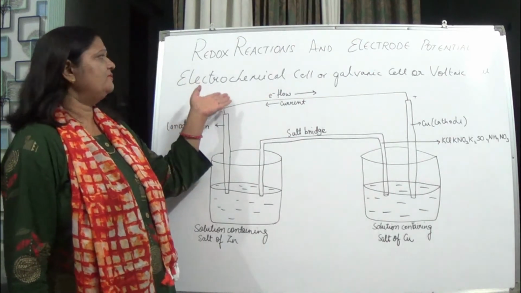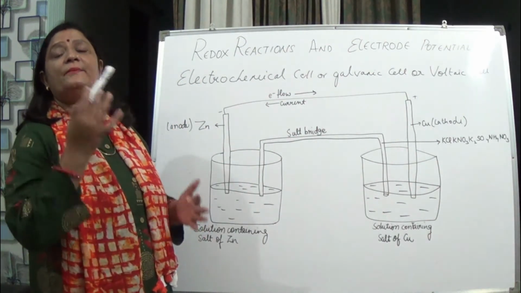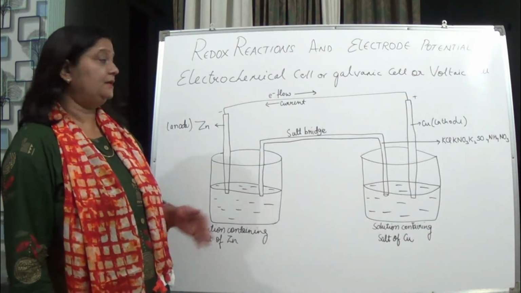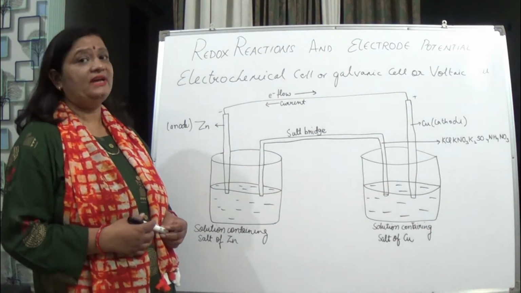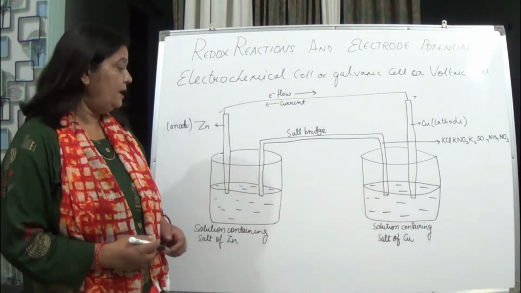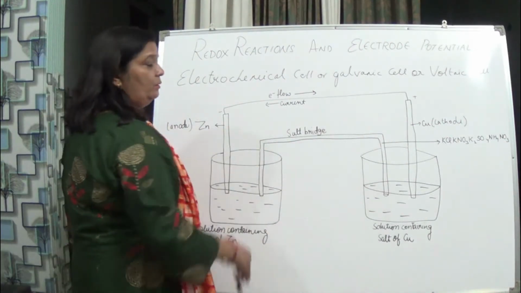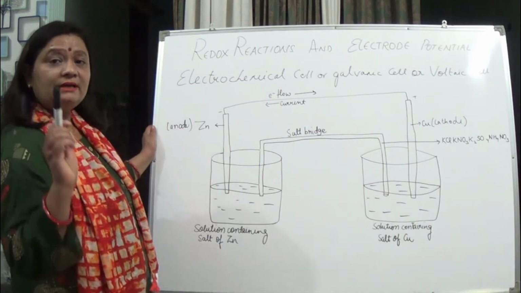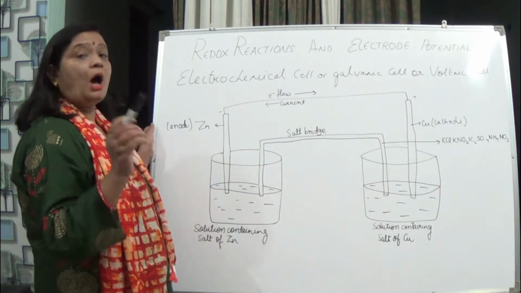What is the function of this electrochemical cell? Actually, it converts chemical energy into electrical energy. Here, the free energy which is generated during the reaction is used up in making the electrical energy. The total process going on is an indirect method, not a direct method. So how does it come about?